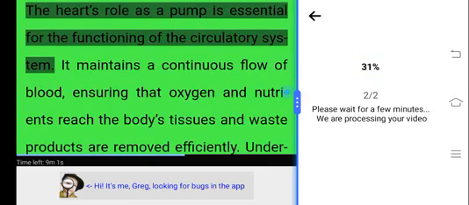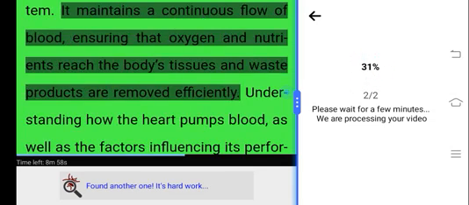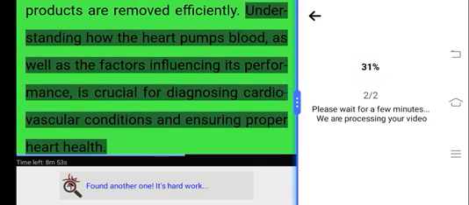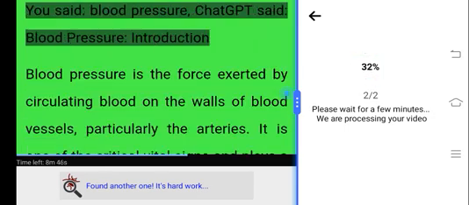Conclusion. The heart's role as a pump is essential for the functioning of the circulatory system. It maintains a continuous flow of blood, ensuring that oxygen and nutrients reach the body's tissues and waste products are removed efficiently. Understanding how the heart pumps blood, as well as the factors influencing its performance, is crucial for diagnosing cardiovascular conditions and ensuring proper heart health.